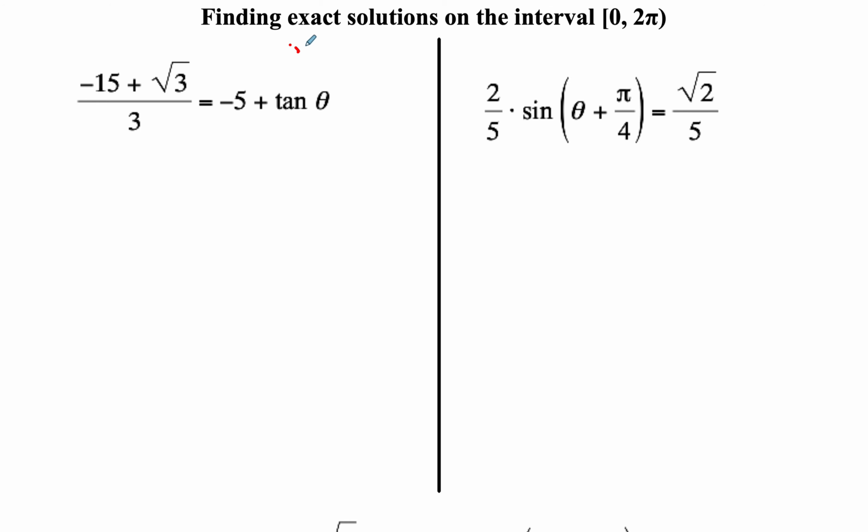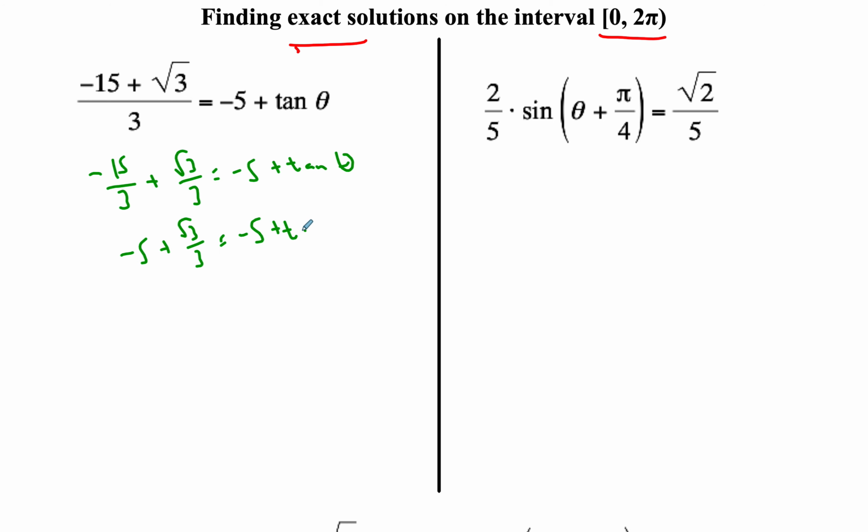Now this, we're going to find exact solutions on the interval from 0 to 2 pi. So first, what we've got is what looks like a mess, but it's not. First, I'm going to simplify this a little bit. Negative 15 plus root 3, all over 3, is the same as saying negative 15 over 3 plus root 3 over 3. Which, negative 15 over 3, hey, that's negative 5. So what I'm doing is I'm simplifying a little bit.